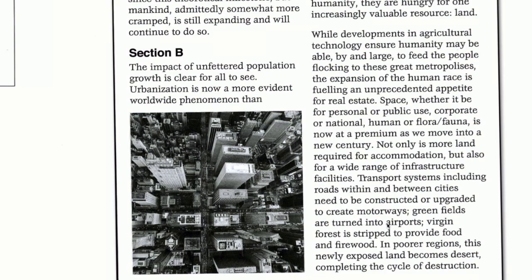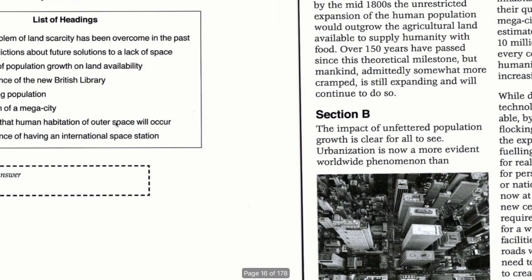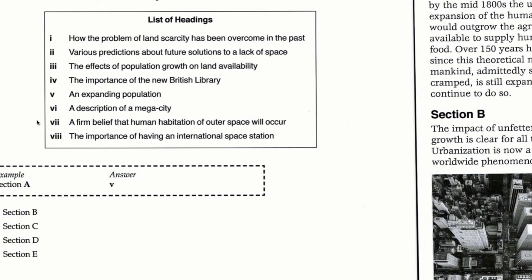So here the writer is describing and sticking with the same idea, how population has affected the scarcity of land, or you can say how population has affected the growing demand for land. Here also, the lines fueling an unprecedented appetite support the same idea. So coming back to the first sentence, the impact of unfettered population, it clearly signifies the answer.